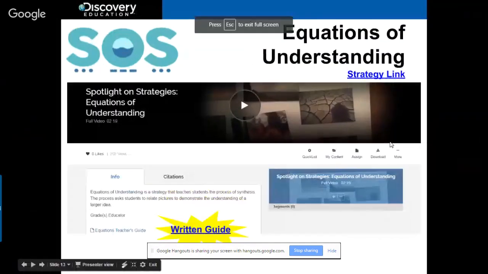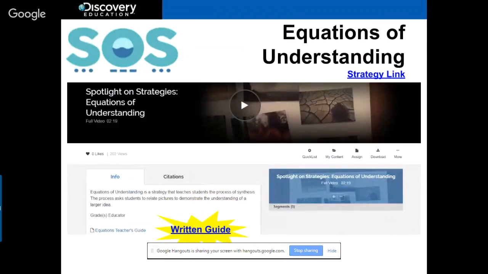So moving on, our next strategy is called Equations of Understanding. Now, this activity focuses on synthesizing as a process of combining parts to a whole to make a brand new whole. This is definitely a higher level and more critical thinking exercise. Again, the strategy link and guide are here for you.